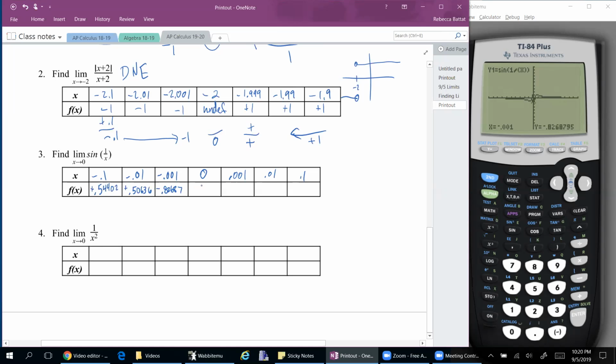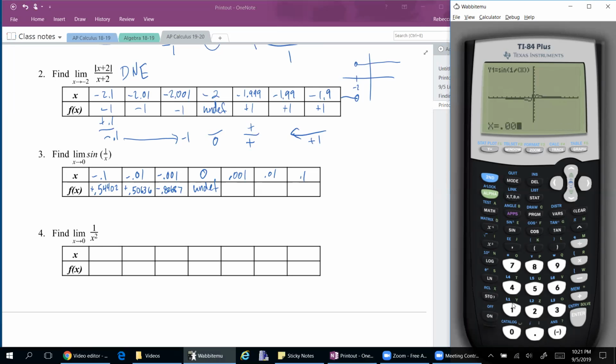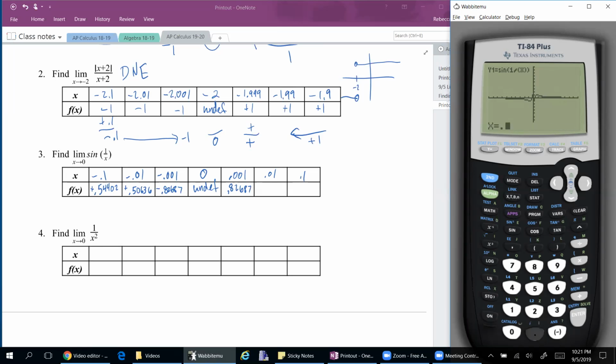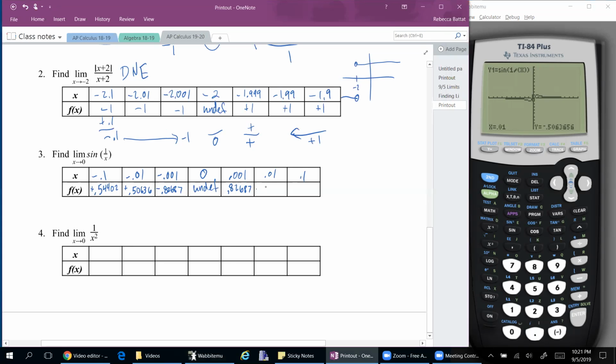0 will be undefined. 0.001 is 0.82687. 0.01 is now a negative 0.50636. And here we'll get positive 0.54402.